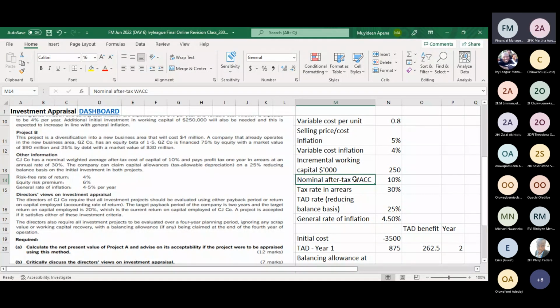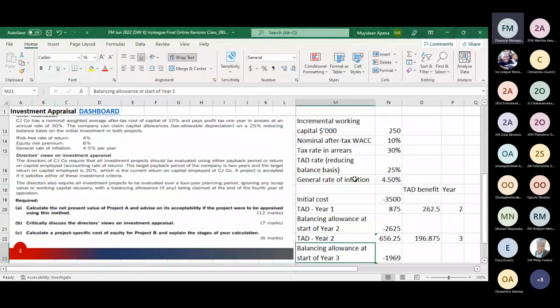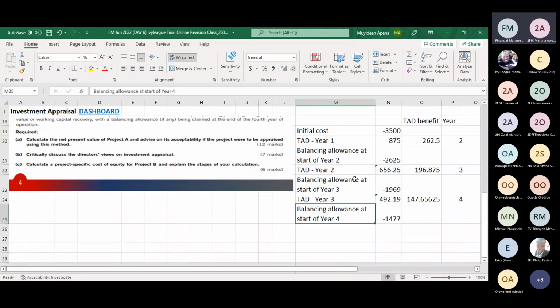So that's where the 4 years is mentioned. Ignoring any scrap value or working capital recovery. Please take note of this. We are not even given a scrap value anyway, so we should also ignore it. And we're also asked to ignore working capital recovery. So please take note of that. With a balancing allowance, if any, being claimed at the end of the 4th year of operation. So look at it. This is the balancing allowance at the start of year 4.